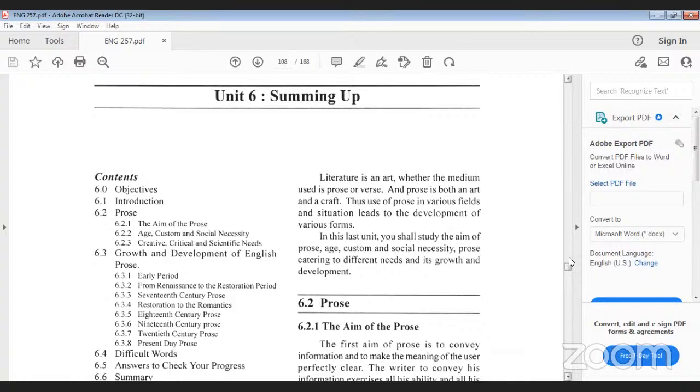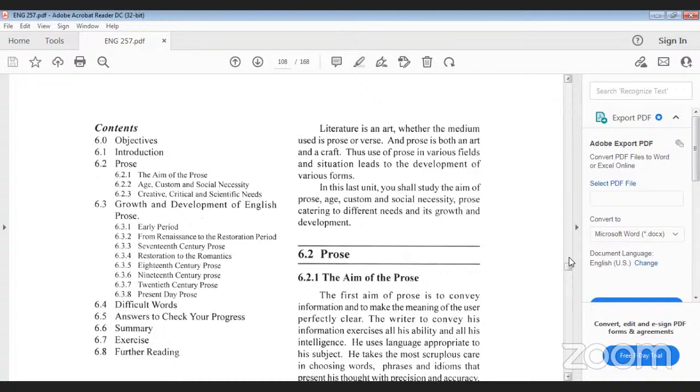Introduction of the prose, age, system and social necessity, using critical and scientific methods, growth and development of English prose. Early period, from Renaissance to the historian period, 17th century prose, historian to the Romantics, 18th century prose, 19th century prose, 20th century prose, present day prose. Difficult words, answers to check for the summary exercise.